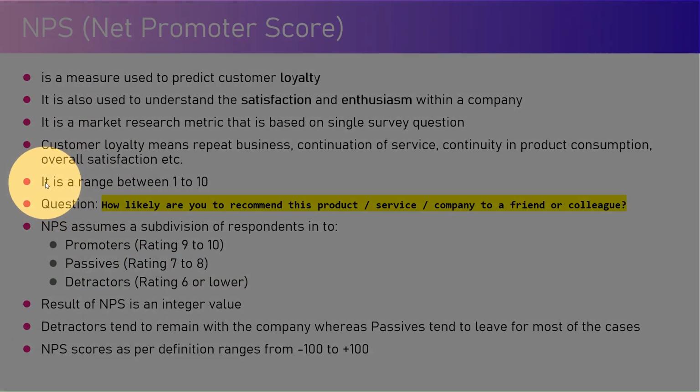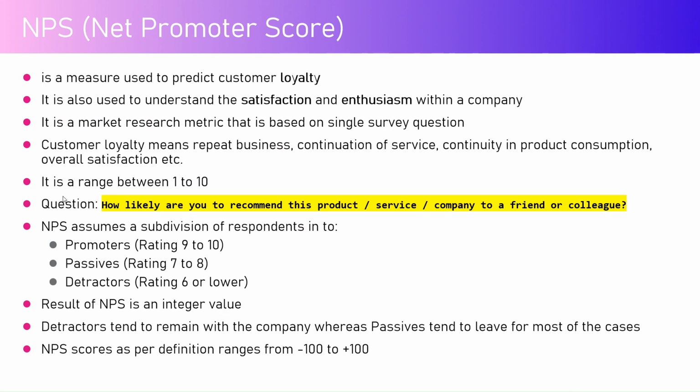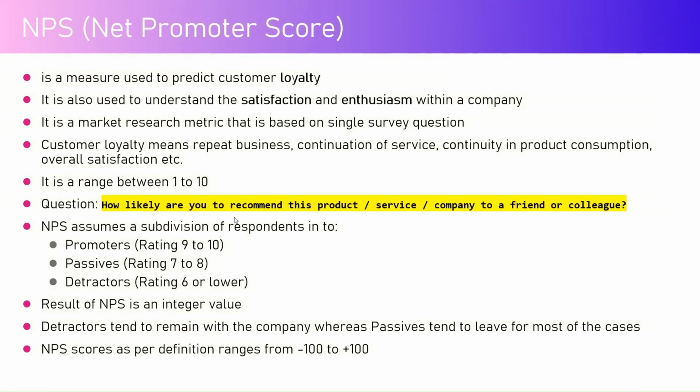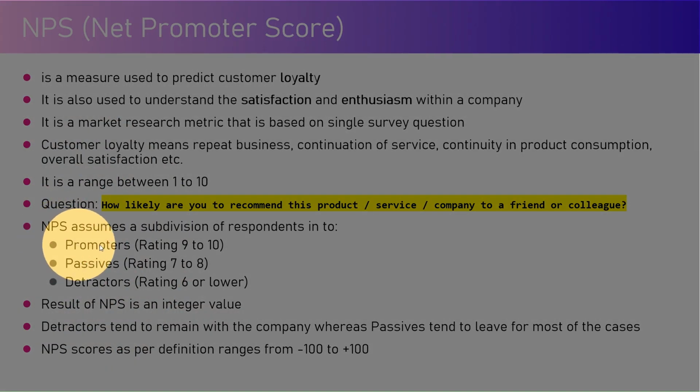Now, NPS is kind of a range between 1 to 10. The most common question within NPS is: how likely are you to recommend this product or service or company to a friend or a colleague? Now, NPS assumes a subdivision of respondents. So you can send out the survey to your customers, collate those responses, and then categorize them as promoters, passives, and detractors.